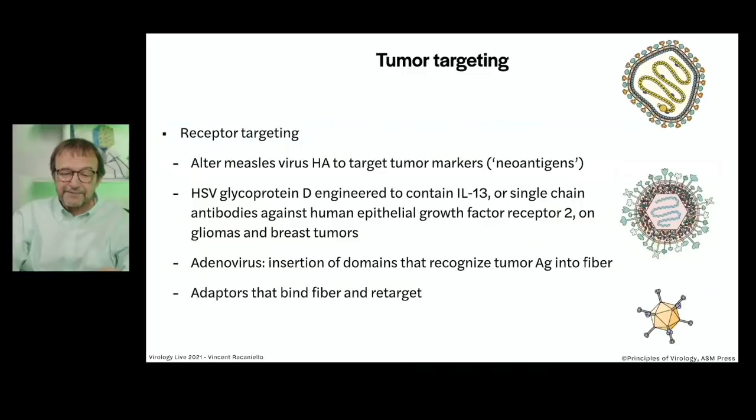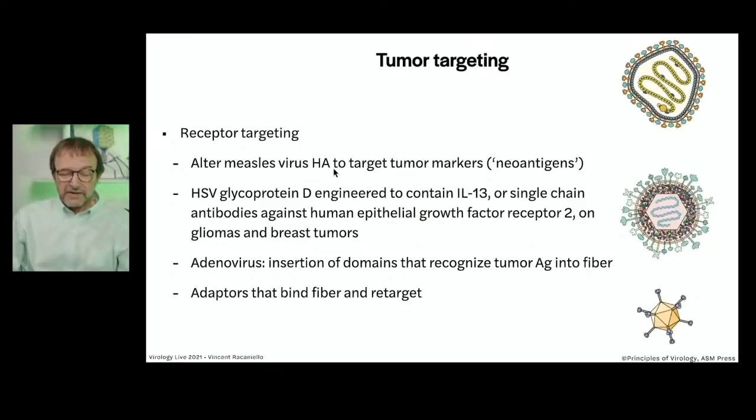We can also use other ways to target vectors to tumors. For example, the measles virus hemagglutinin has been altered to recognize tumor markers. There are new proteins in tumors that are not found in other cells. They're called neoantigens. Nothing to do with the matrix. They are neo because they're new. Why are they new? Because tumor cells are mutating like crazy. And so you have new proteins produced, new antigens that aren't found in cells. And if you can identify them, you can target vectors to them.